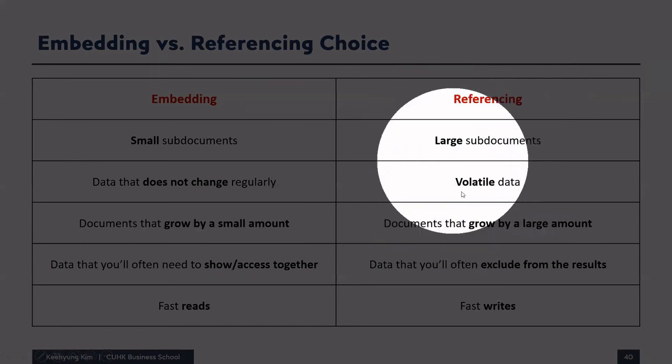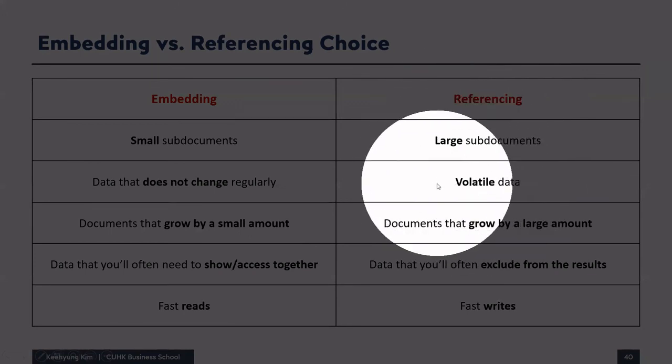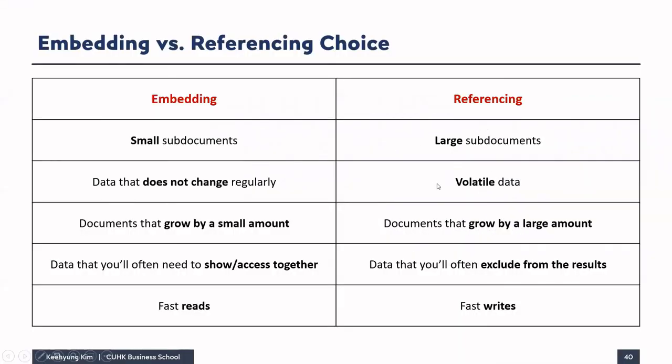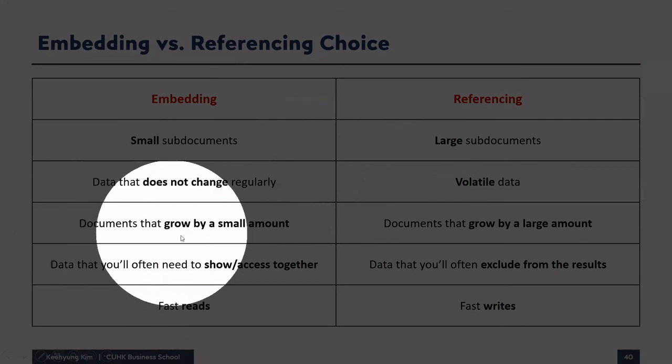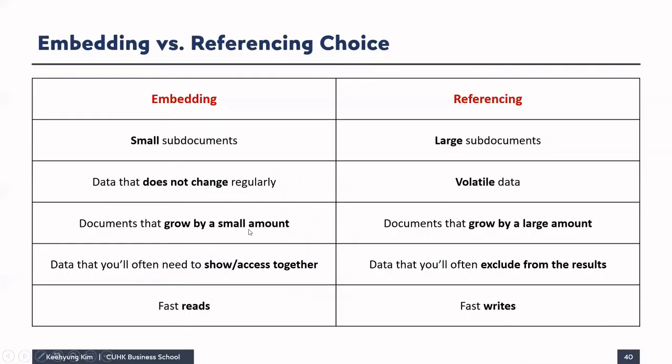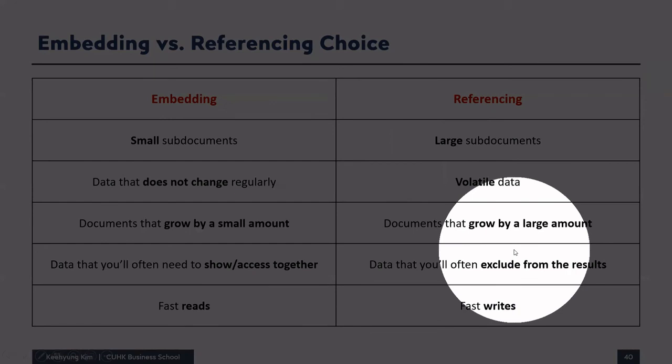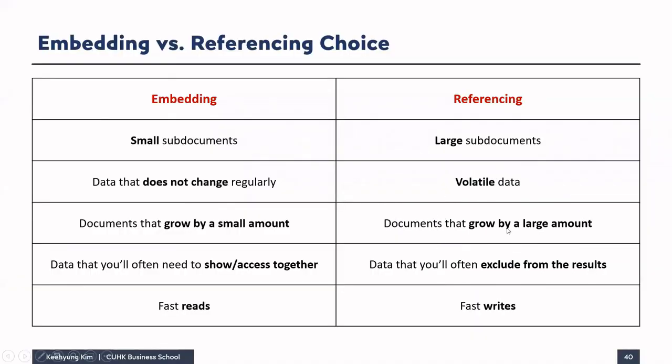However, referencing is good for volatile data. So if the data should be changed regularly, it's better to be referenced so that it doesn't affect the main data. And also, embedding is good for documents that grow by a small amount. And referencing is good for documents that grow by a large amount.